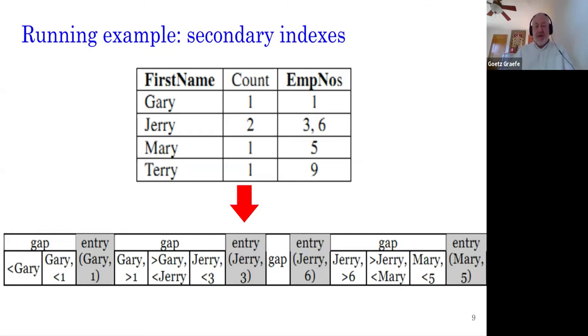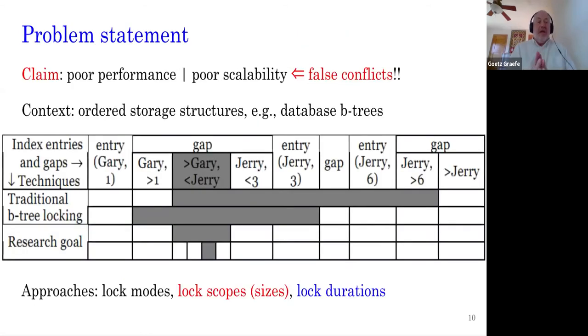So if this is all crystal clear, then let's come to understanding what the problem I'm trying to solve here. The claim is that poor performance, poor scalability, the traditional understanding comes from locking, comes from serializability, but I claim it comes from false conflicts. So let's think about this in the context of an ordered index like a database B tree.